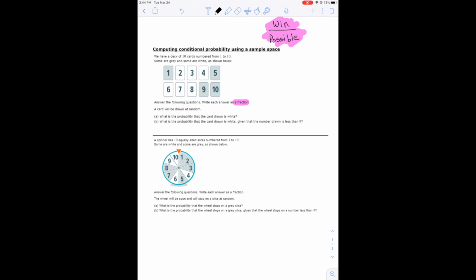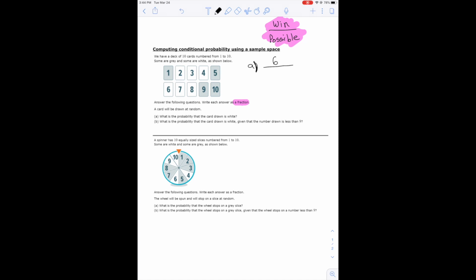It says a card will be drawn at random. What is the probability that the card drawn is white? So I'm going to put A here. I'm on question A, so I'll put the A there. What is the probability that the card drawn is white? Well, out of the 10 cards, again, I'm using win over possible. I see 1, 2, 3, 4, 5, 6 white cards.